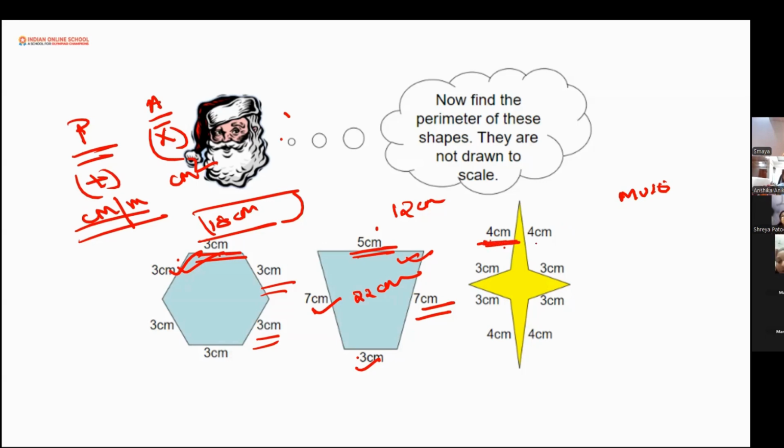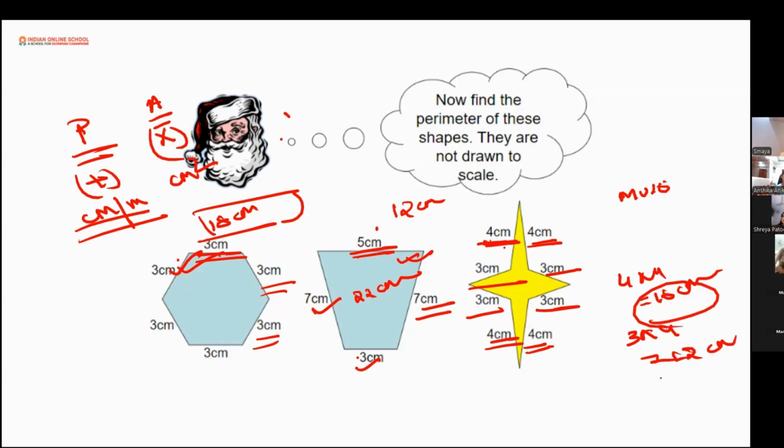We can multiply now. So 4 times over here, that makes it 16 centimeter. And 3 is also 4 times. 3 times 4 makes 12 centimeter. So 16 plus 12, the entire perimeter is 28 centimeter for the figure. Am I correct? Instead of keep on adding 4 plus 4 plus 4 plus 4, we can ease our calculation.